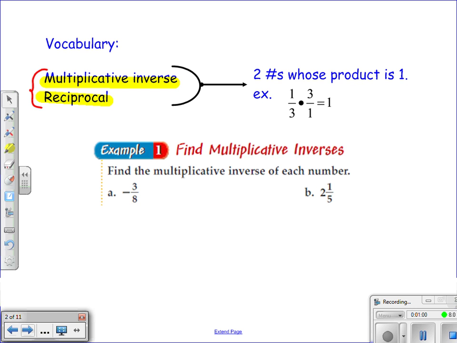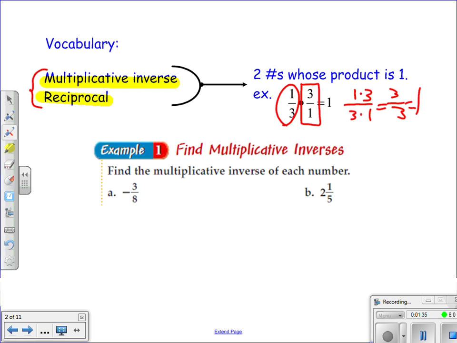To do this section, we have 2 new vocabulary words. We have multiplicative inverse and reciprocal. The nice thing about this is they mean exactly the same thing. They are the flip of a fraction. So if you have the fraction 1/3, the multiplicative inverse or the reciprocal is 3 over 1. And you'll notice if you multiply these 2 numbers together, you get 1. 1 times 3 over 3 times 1 equals 3 over 3, which is 1.